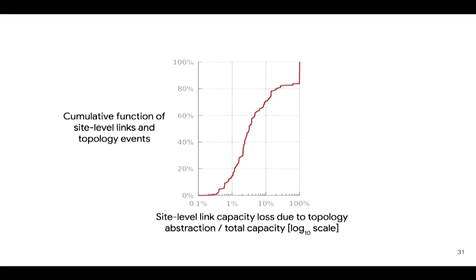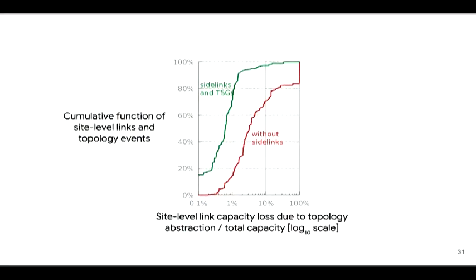This is the same figure I showed earlier. With side links and TSG, the median loss is reduced from 2% to 0.6%, while the tail case where we had 100% loss can also be considerably mitigated.